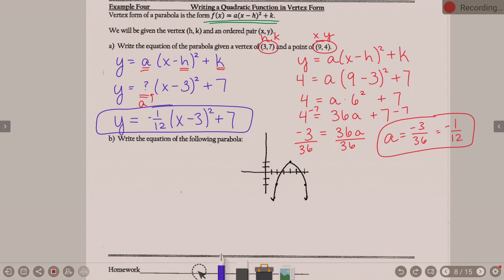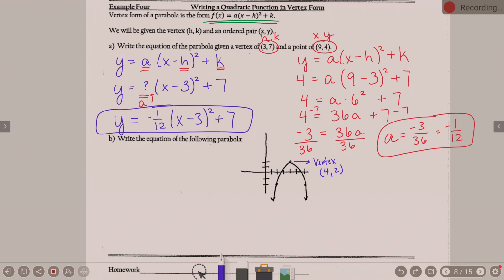Now, I know I don't have time to go through B. The only difference on B, instead of them stating the ordered pairs, they gave you a graph. That doesn't make it impossible, folks. They gave you a vertex here, right? So they gave me a vertex. You can tell what that is. That vertex is, how about 4, 2?